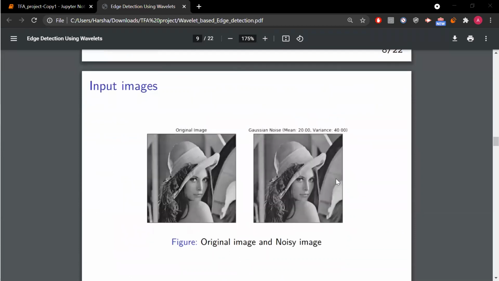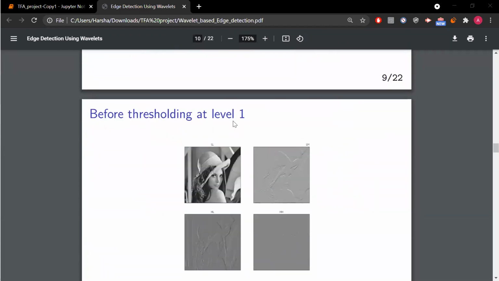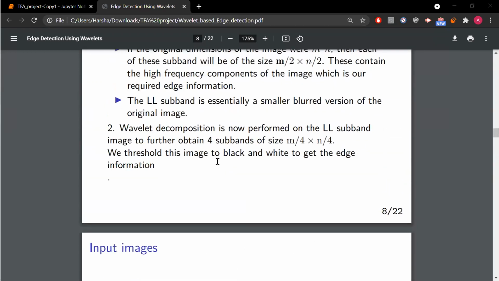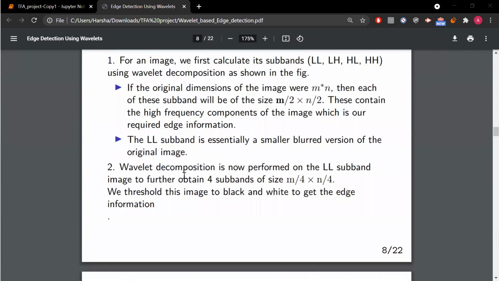If we observe the before thresholding outputs here, we have four subbands: LL, LH, HL, and HH. If you can see clearly, the edge information is present only in the LH, HL, and HH. LL is just a smaller blurred version of the original image. In the next step, wavelet decomposition is performed for the remaining three subbands other than LL for the next levels.